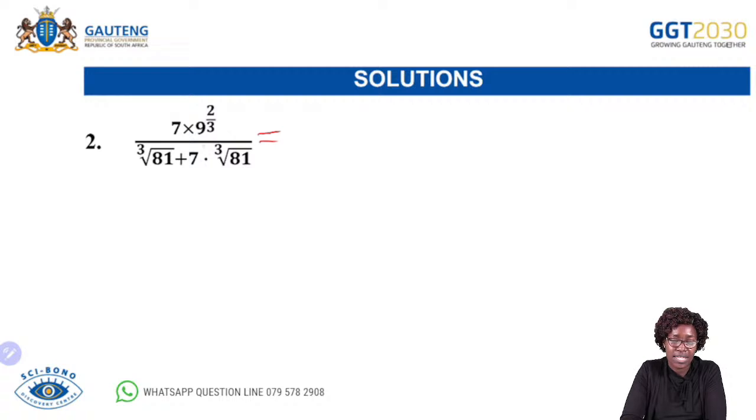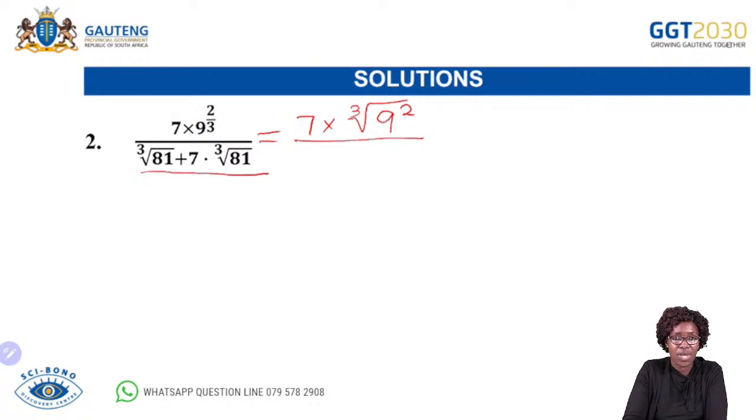If you look at the second term, we have the cube root of 9. Then we need to square the cube root of 9. So I'm going to write this as 7 multiplied by the cube root of 9. Some of us are already telling us that we cannot find the cube root of 9. So in this case, it would be easier for you to write the cube root of the square of 9. And then this is divided by, if you check in the denominator, we have like terms there.